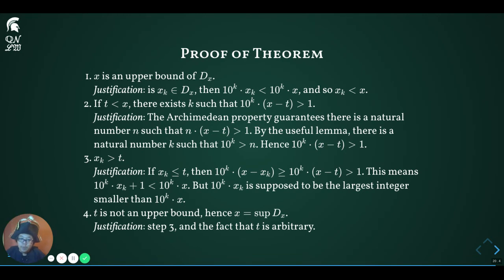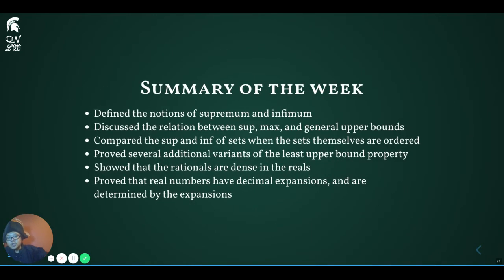Alright, that's it for the material for this week. Before you go, let's quickly review what we have accomplished this week. We started by defining the concept of supremum and infimum. We took some time in lecture 1 to discuss how one can prove a number is the supremum of a set and how one can disprove a number from being the supremum of a set. In this lecture, we made use of the first part of that. We also discussed how supremum is related to maximum and also more general upper bounds.